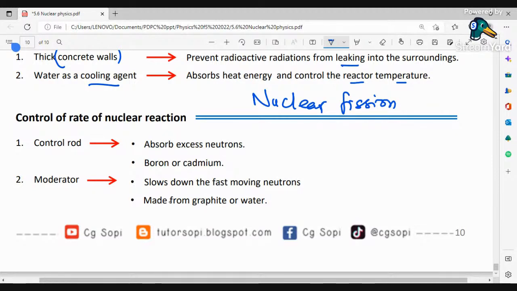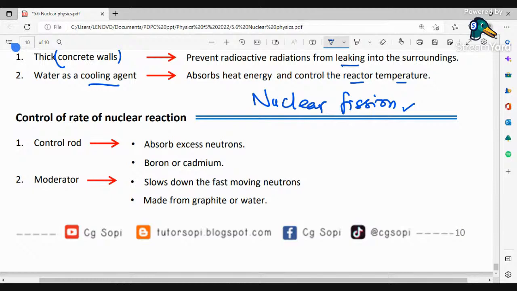Okay, nuclear fission dia proses digunakan untuk produce high energy, heat energy, to change water to steam. Okay, the steam will rotate the turbine. Turbine will cause the coil to rotate in the magnetic field, produce current by induction.